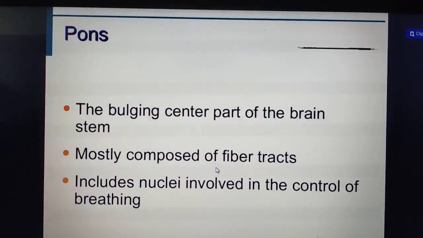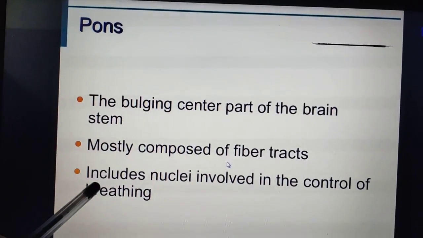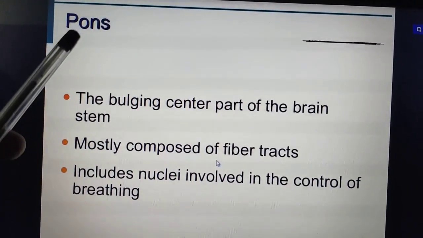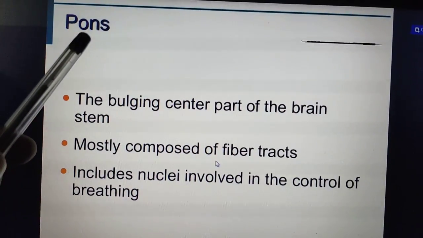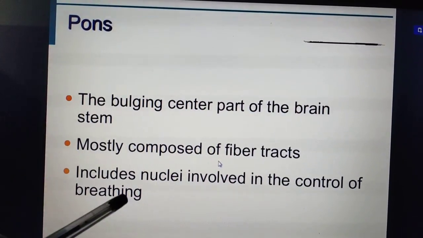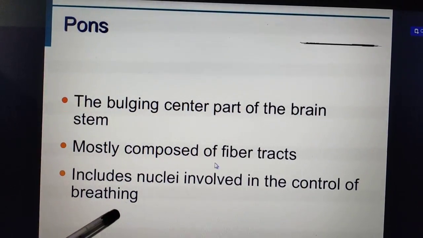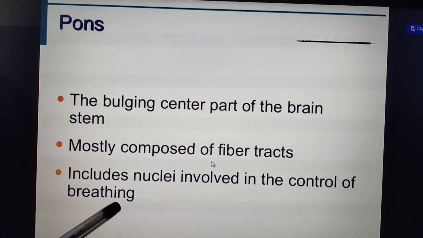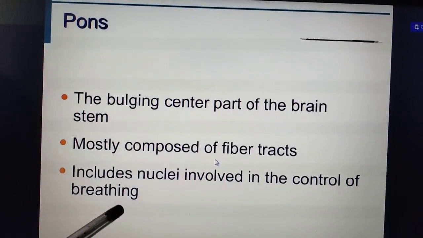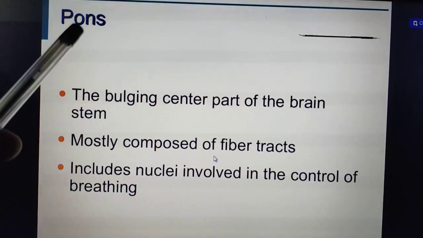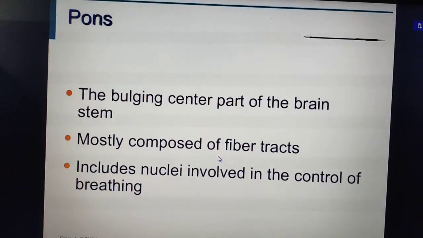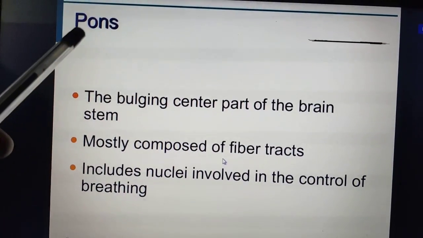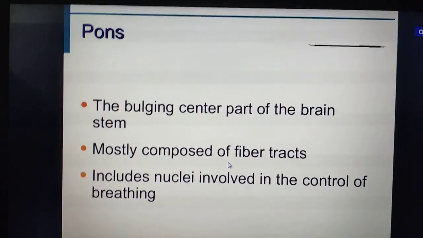They may ask for one mark: where is the breathing center? The breathing center is situated in the pons. If any damage happens to the pons, the person may feel some breathing difficulty. Clear, no? The main neurological breathing difficulties happen due to some damage in the pons. So we should know that control of breathing is mainly done by the pons. That's enough for you, okay?